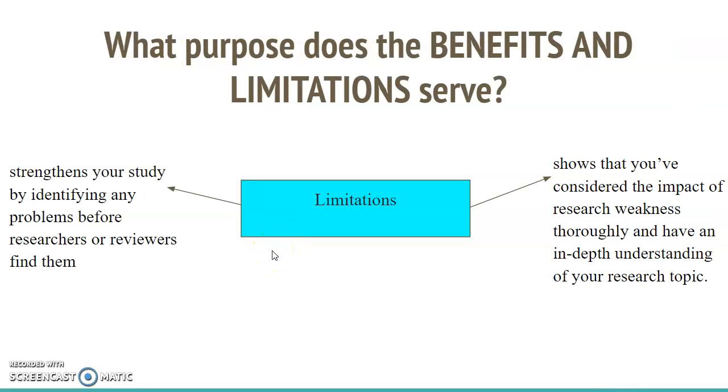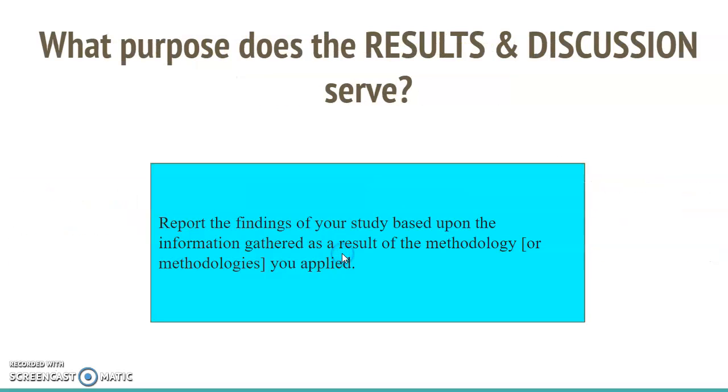The benefits and limitations section of the research paper serves an important role, as it helps to strengthen the study by identifying problems before researchers or reviewers are able to find them. In addition, it shows that the researcher has considered the impact of the research weaknesses thoroughly, and thus has an in-depth understanding of the research topic.